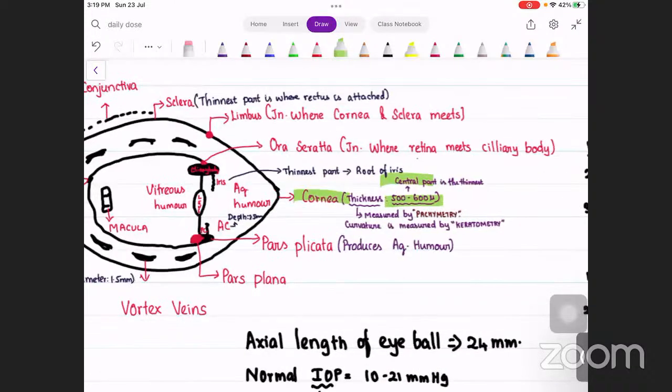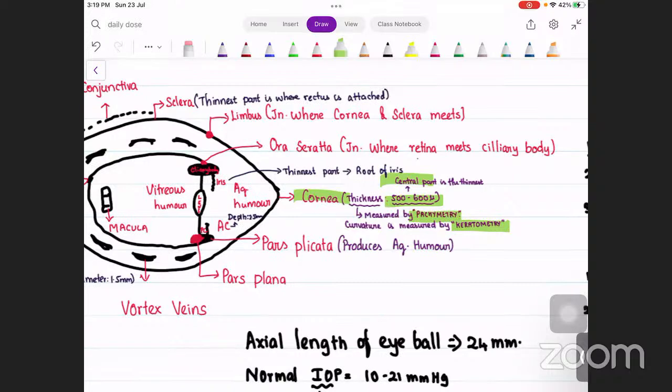And apart from that, corneal thickness is measured by pachymetry, and corneal curvature is measured by keratometry. Very, very important MCQ. Corneal thickness is measured by pachymetry, while corneal curvature is measured by keratometry.